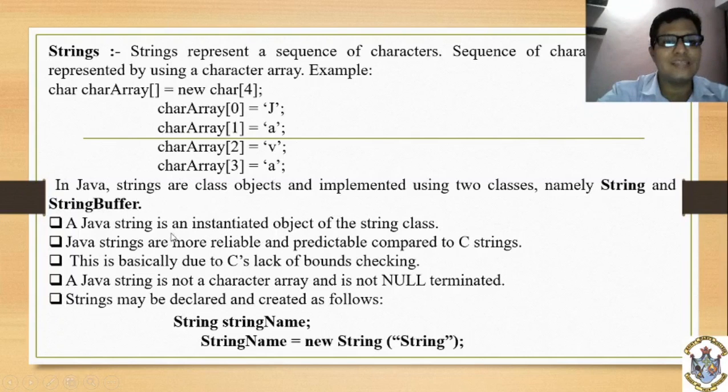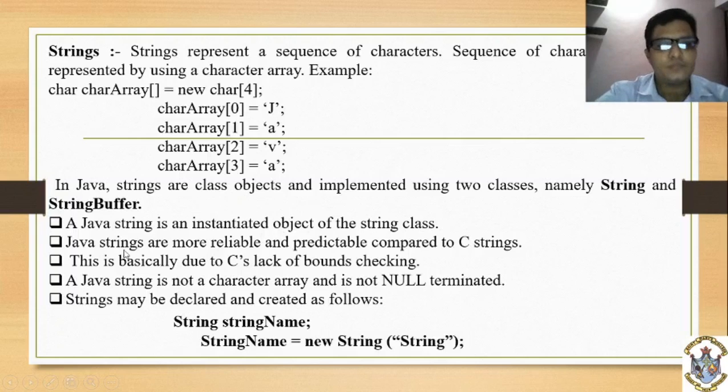A Java string is an instantiated object of the String class. Please observe here, instantiated means declaring and creating. We have seen how to declare arrays and how to create arrays. Now we will see how to instantiate an object of the String class. Instantiated means creation of an object of a String class.